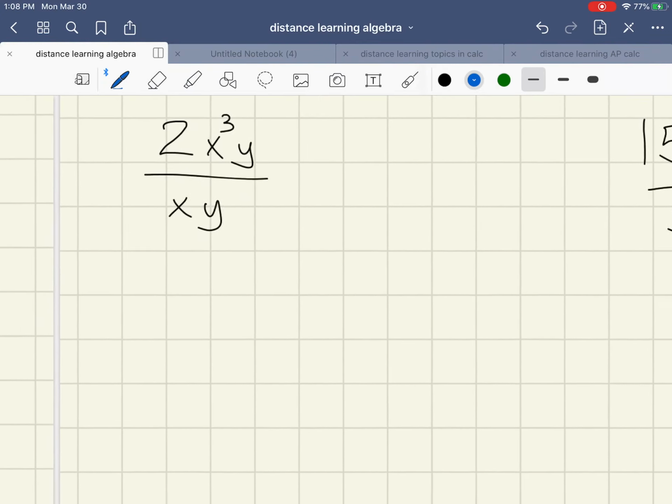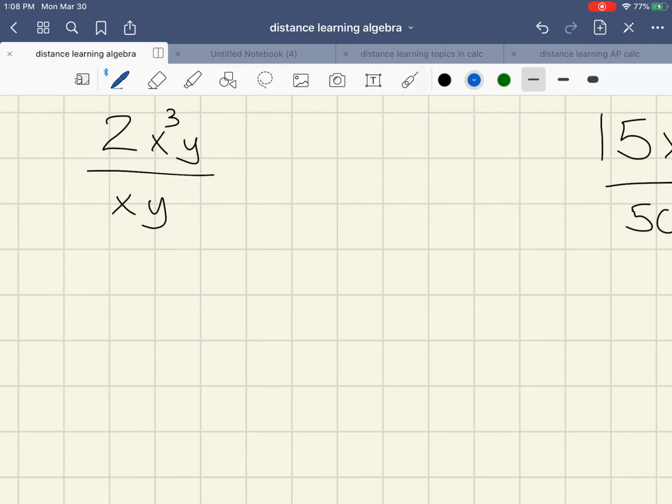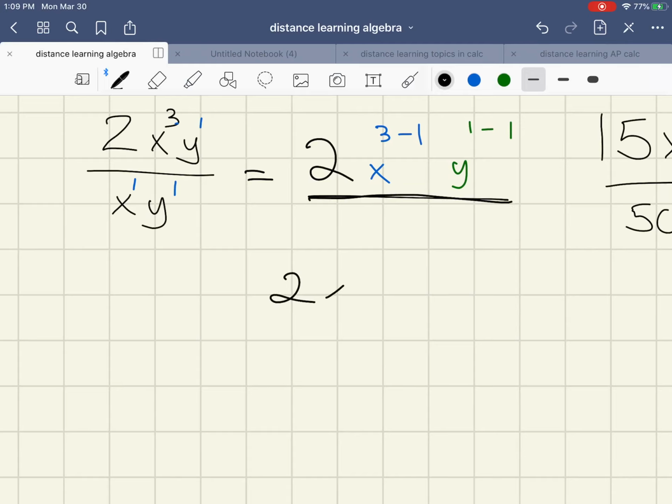So let's check out our other two examples. I don't have another number, so that 2 is just going to kind of hang out and wait to see what's going on. I have x to the 3rd over x to the 1, which is going to be x to the 3 minus 1. And I'm going to have y to the 1 minus 1. And when I use the rules like that, everything goes in the numerator. So it's really going to be 2x squared y to the 0. And y to the 0 is equal to 1, so I get 2x squared.